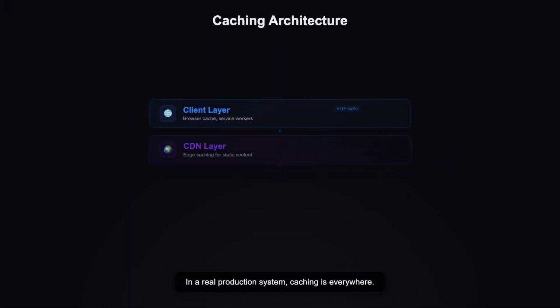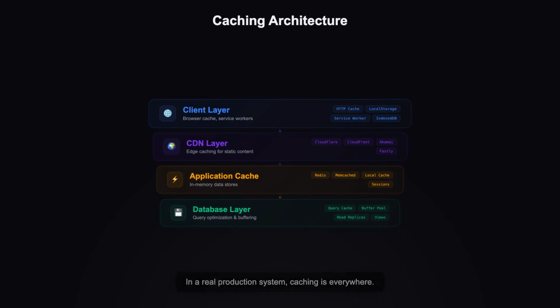In a real production system, caching is everywhere. The client layer has browser and local caches. The CDN layer caches static files at the edge. Your application layer uses Redis or Memcached for session data, API responses, and computed results. And at the database layer, you've got query caches and read replicas. Every layer shaves off latency.